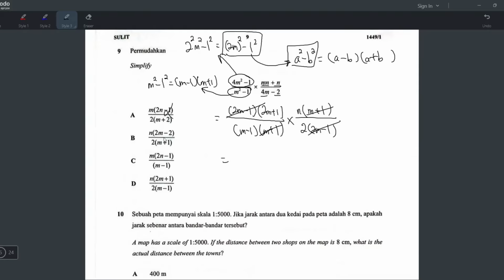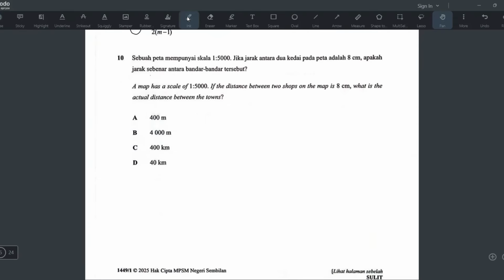So you know A is wrong, B is wrong, C is wrong, the answer is D. Because you are left with n, 2m plus 1, and then the bottom is left with 2 and m minus 1 like that. So the correct answer is D. Yeah, that's all.